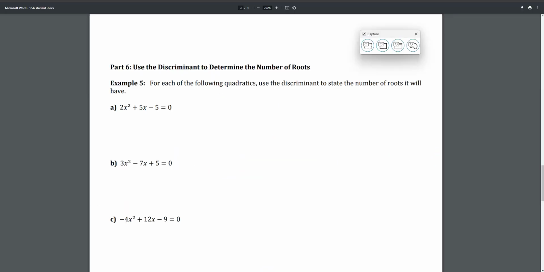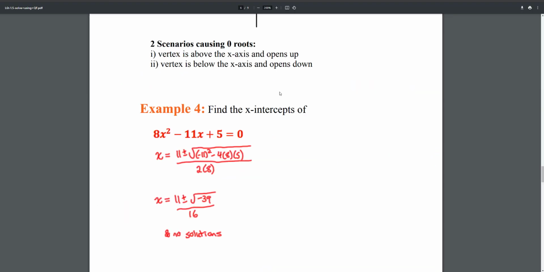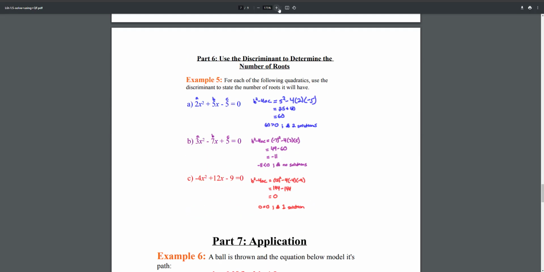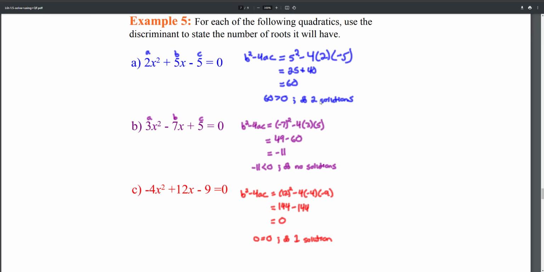And the final one. So here we have example 5. 2 solutions, no solutions, and then the final one, if you plug it in, it's equal to 0, so you'll have 1 solution. So there you go, perfect. So some of you have done this. It doesn't take that long. It's very simple.